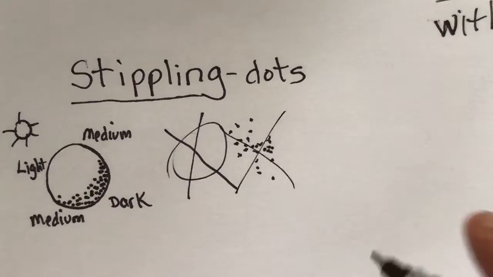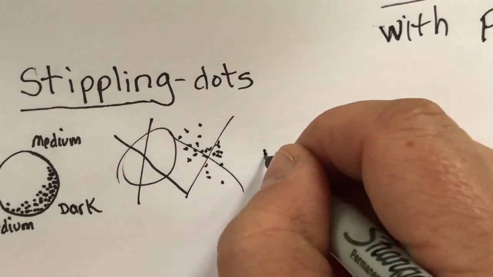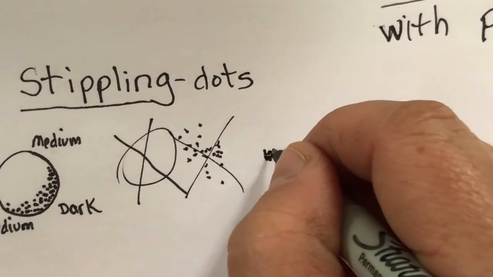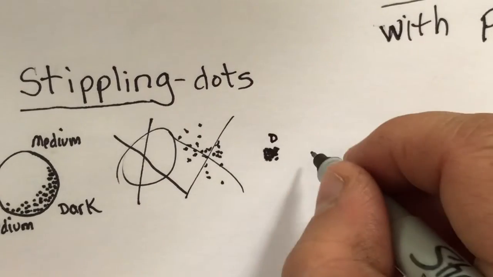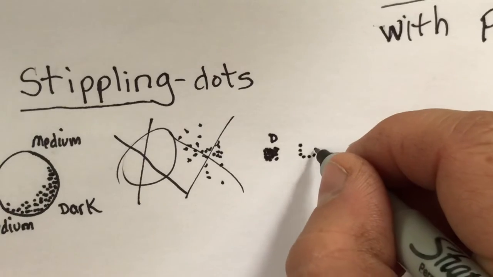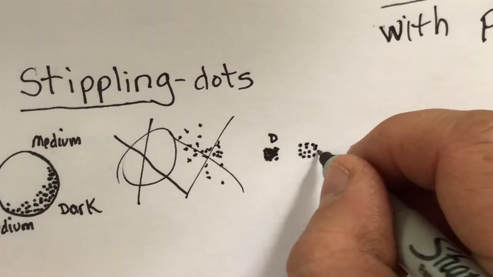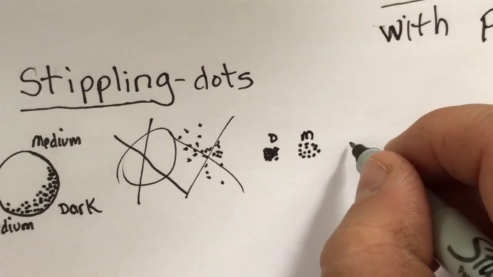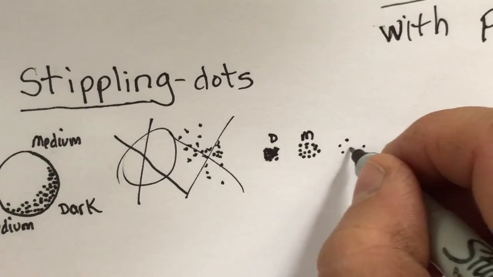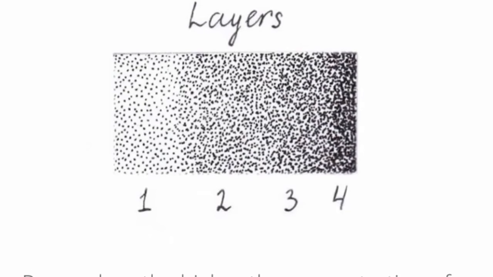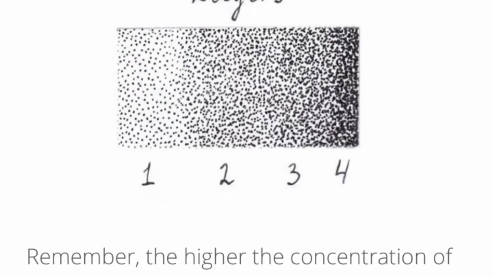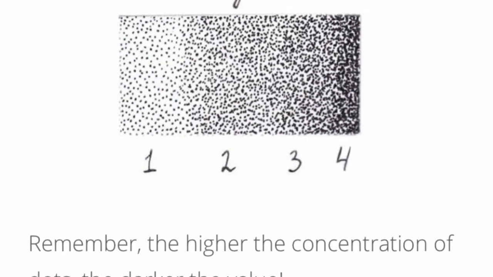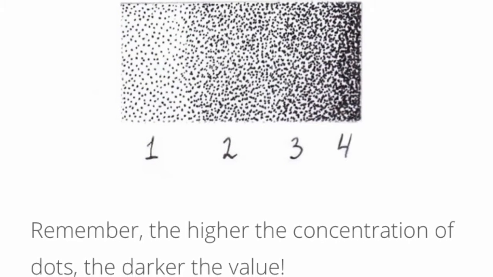So we're going to talk about that word value again. When dots are close together, they create dark. When dots are separated and we have some more space, they create medium. And when dots are really separated, it would create a light. I want you to remember that the higher the concentration, which means the closer the dots are, the darker the value appears.